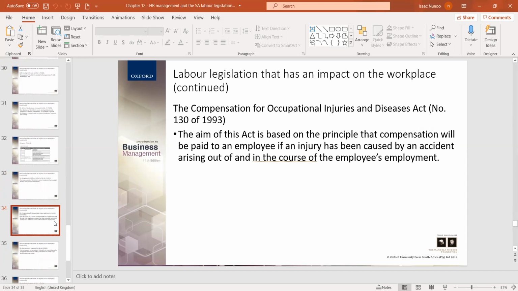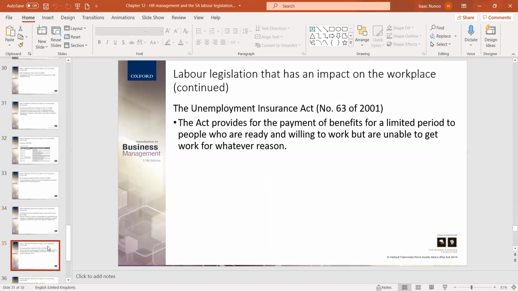And you have the Compensation for Occupational Injuries and Diseases Act. So if you're working in a specific field and there's some form of injury, this act tends to be the place to look out for how to get protected. Basically, compensation will be paid to an employee if an injury has been caused by an accident arising out of or in the course of the employee's employment in a particular company. So once you get hurt in a company, this is the act that helps.